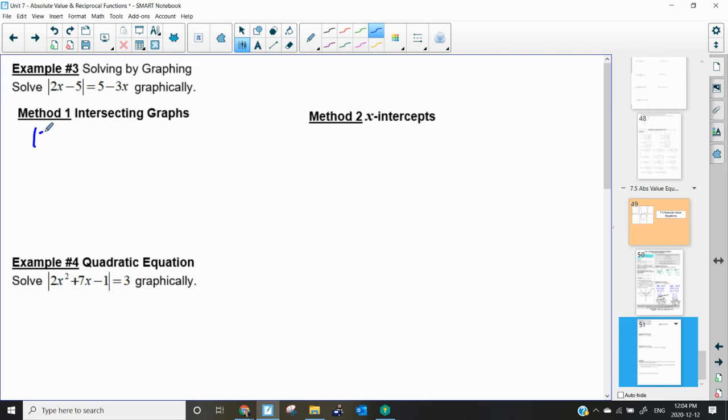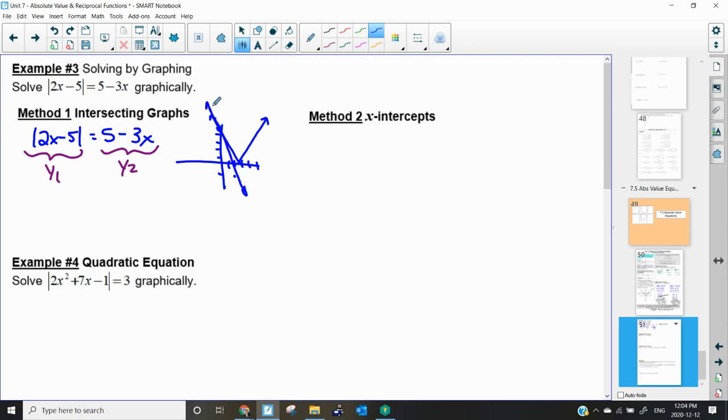So the first method here, I have absolute value of 2x minus 5 is equal to 5 minus 3x. We're going to make the first equation y1, and we're going to make the second equation y2. Now, when we graph that on our calculators, we're going to have something that looks like this. And then we're going to have another equation that comes down here. And our intersection point would be right here. Now we're going to check this on our calculator just so you can see what it looks like graphically. When I intersect, these are going to intersect at 0, 5. And if that's where they intersect, that means x equals 0.